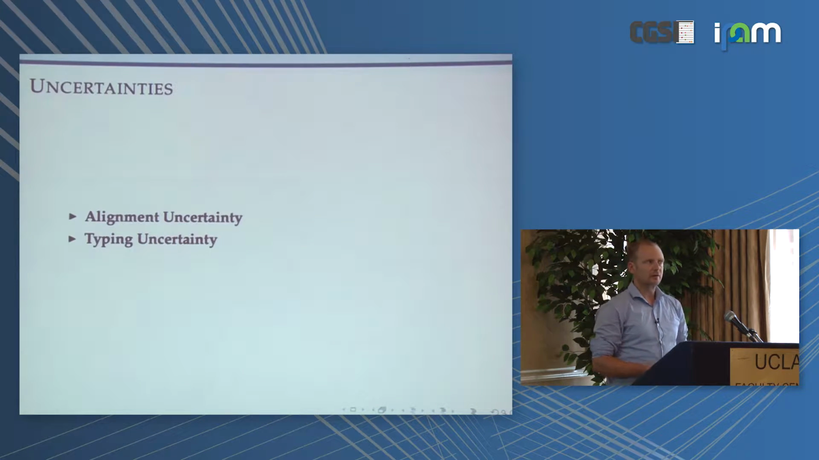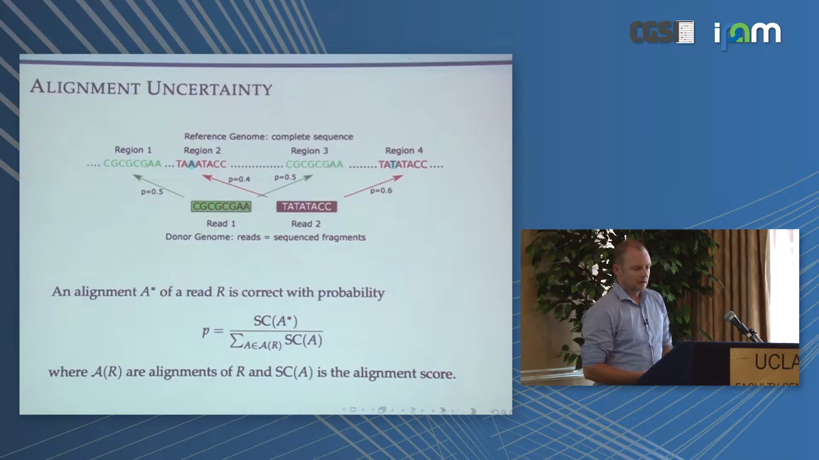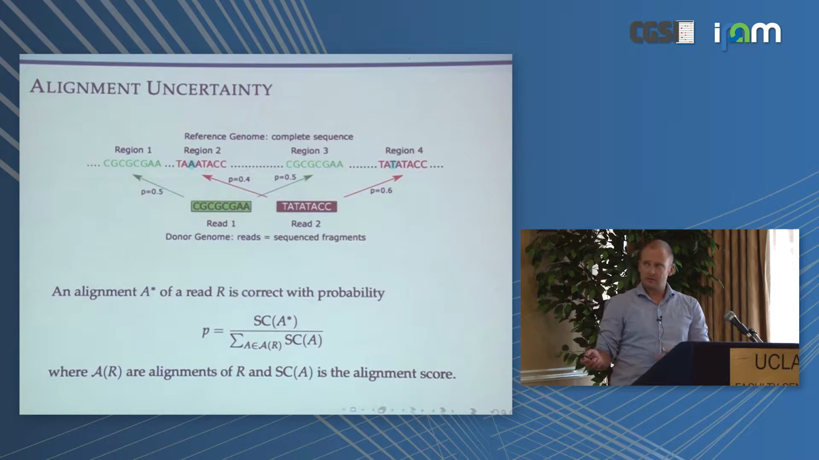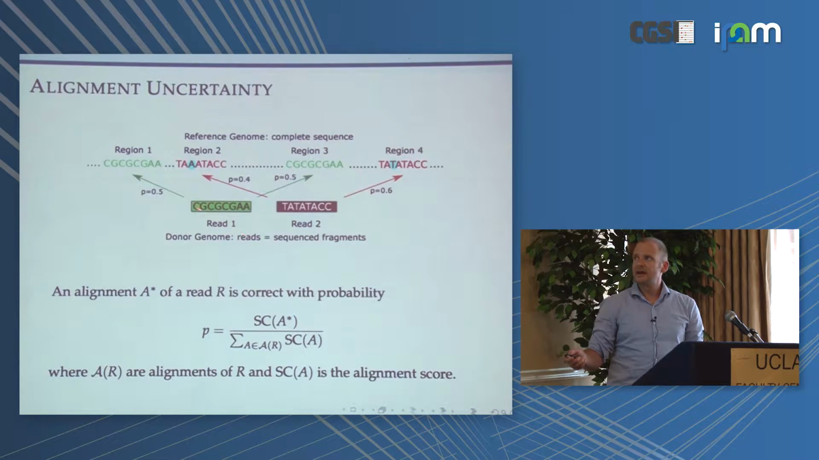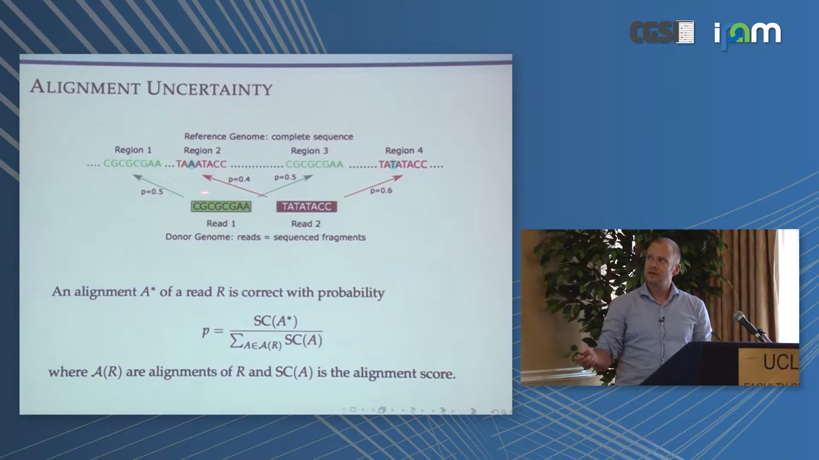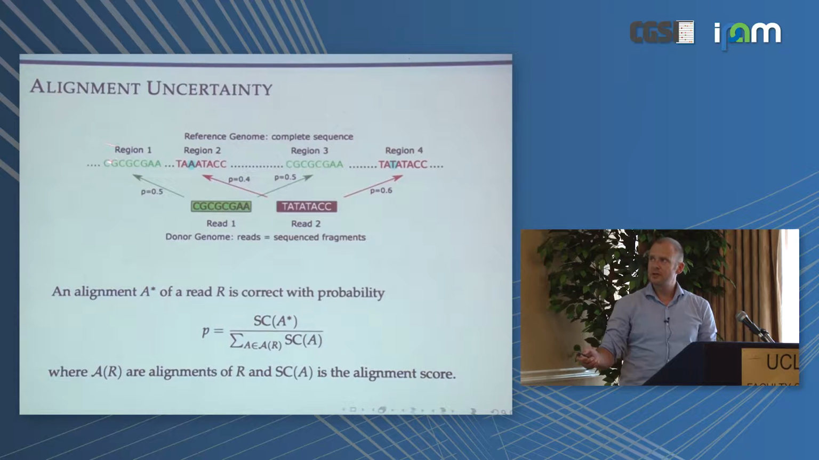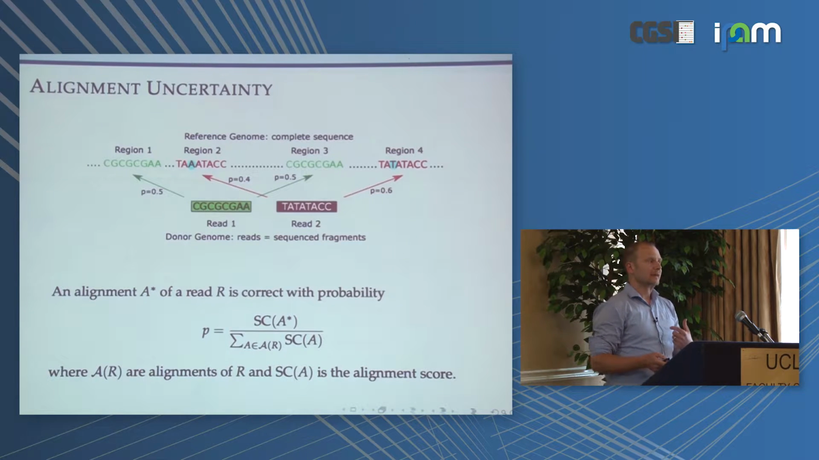Okay, so what kind of uncertainties will I be dealing with in the following? It's first of all alignment uncertainty, and it's also typing uncertainty. First, alignment uncertainty. Reads, as seen in the slide before, can align to different regions, because these regions are repeat elements. So region 1 and region 3 are very similar, or even near identical. And read 2 could stem from region 2 or region 4, because those two regions, again, are near identical.